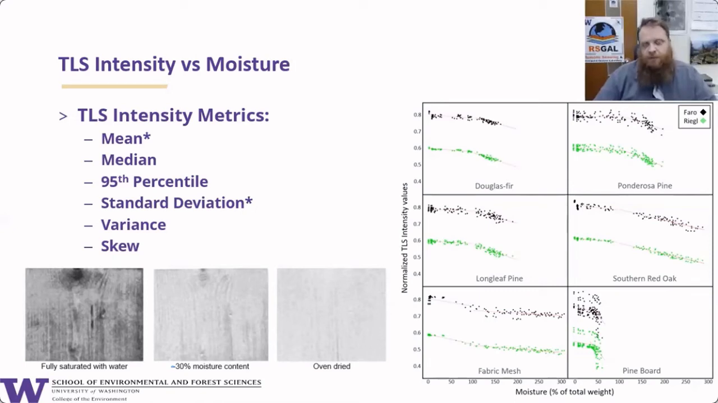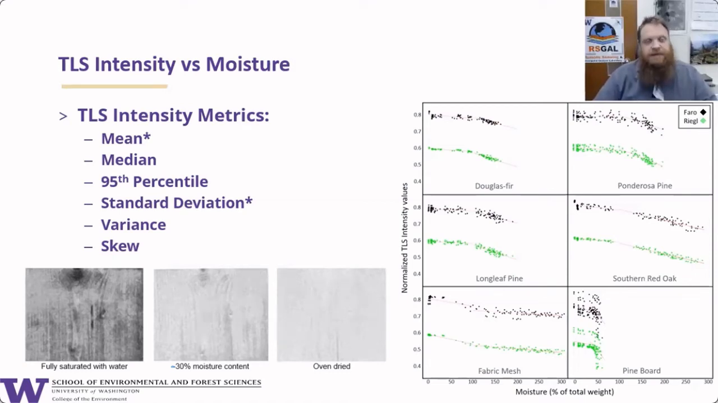So the number of pulses that we were averaging and creating these metrics from was typically several thousand per single sample. We looked at the mean, median, 95th percentile, standard deviation, variance, and skew of pulses per sample.